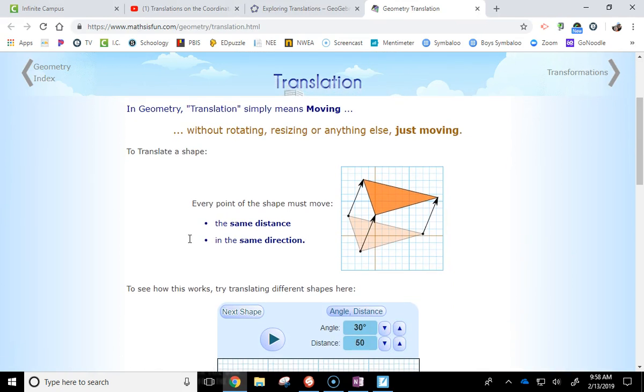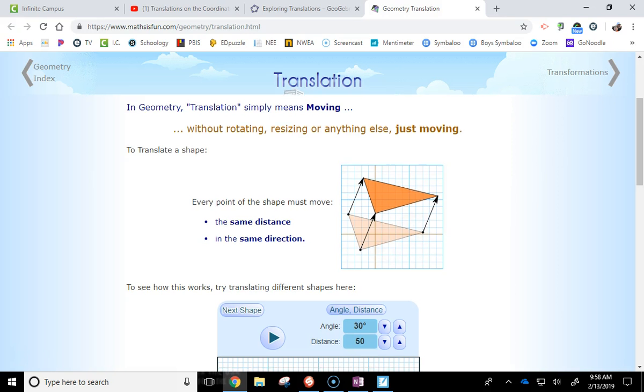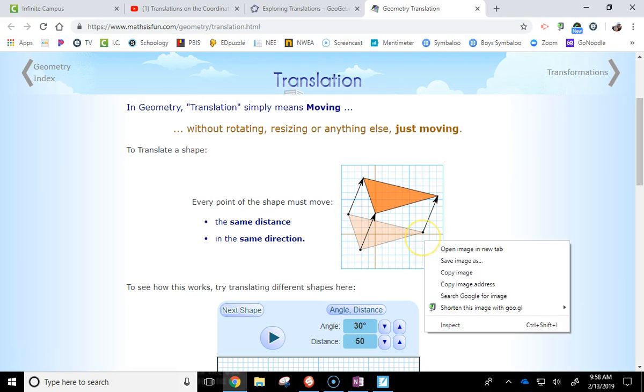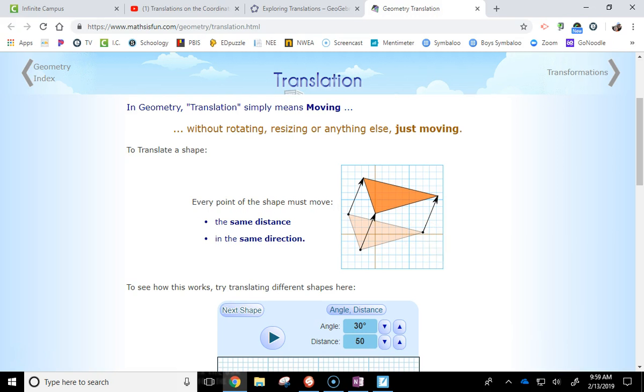A translation simply means moving without rotating, resizing, or anything else. We don't change our shape any other way. Every point of the shape must move the same distance in the same direction. So when I took this original figure that's kind of shaded right here, and translated it up, each one of the vertices, remember vertices is our name for our 2D shapes' corners, they're all going to go the same direction. Dilation is what we'll later go into, making it bigger or smaller.